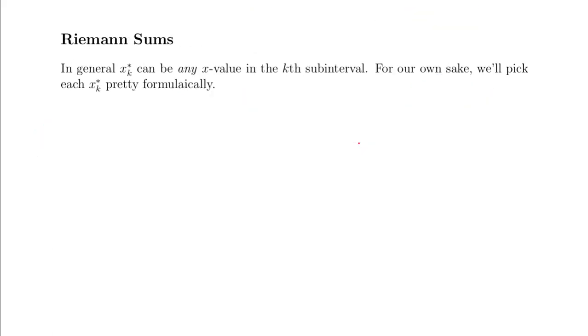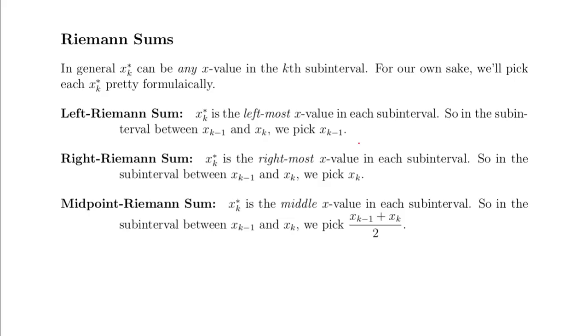But you could imagine that if we had to do something with, I don't know, 10 rectangles, 15 rectangles, then making that kind of a choice for every rectangle might get a little bit dreary. So what we're going to do in general for our cases is pick these things formulaically. And here's how. We're either going to pick the leftmost x value in each subinterval, or the rightmost x value in each subinterval, or the very middle.